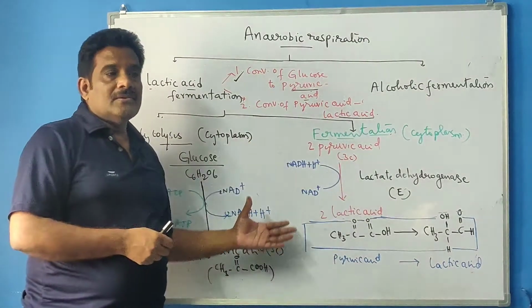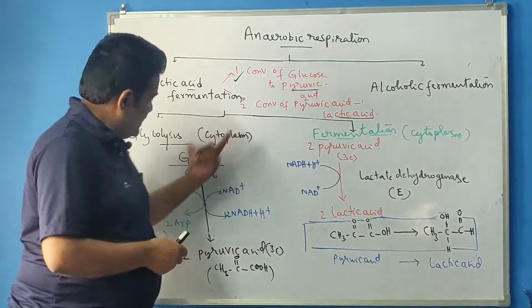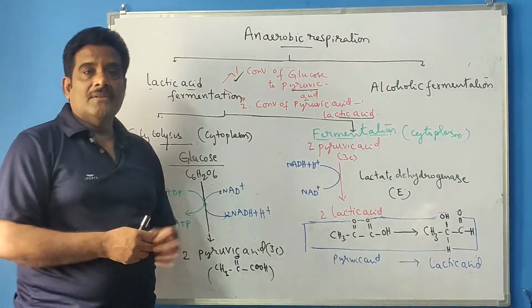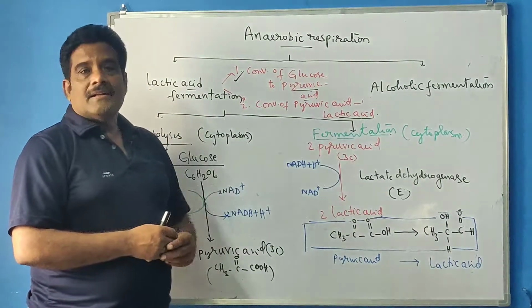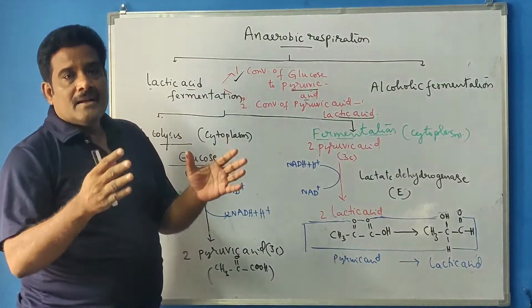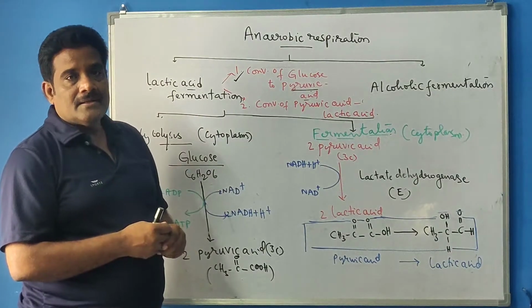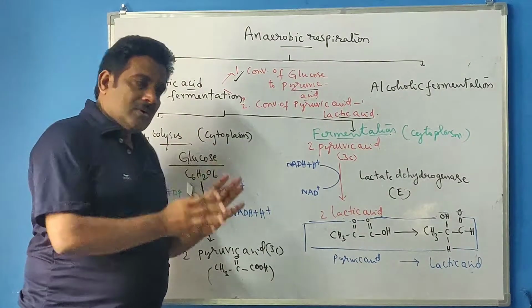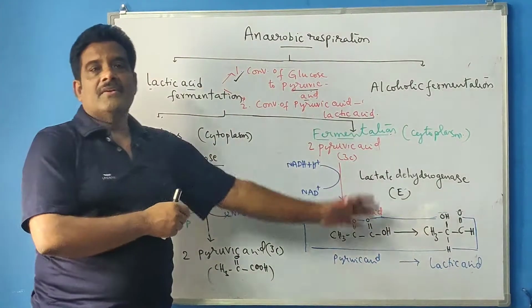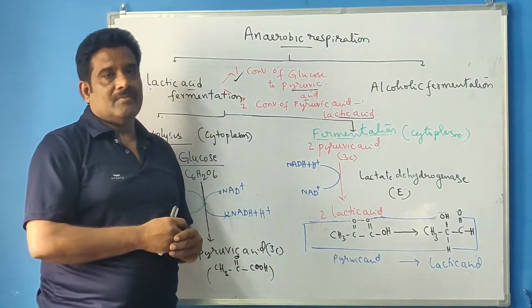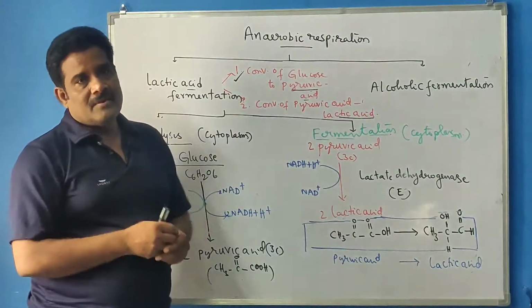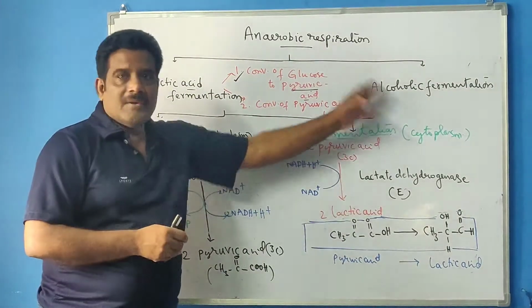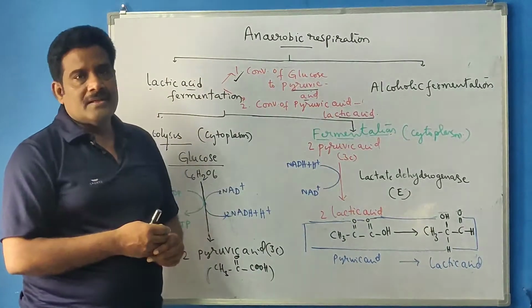The 2 ATP molecules are not generated here. In glycolysis only 2 ATP molecules are produced, and that will be the overall lactic acid fermentation. Ultimately, 2 ATP molecules are generated. The 2 ATP molecules are produced only in glycolysis, not in the fermentation process. That point you have to remember. No energy is formed in the fermentation process. In alcoholic fermentation also there is no formation of ATP.